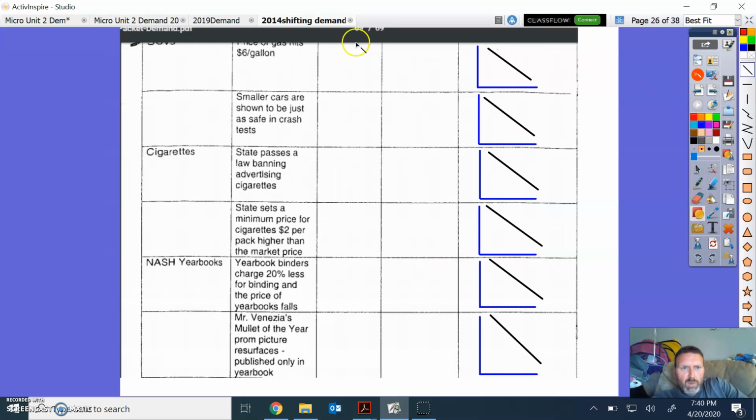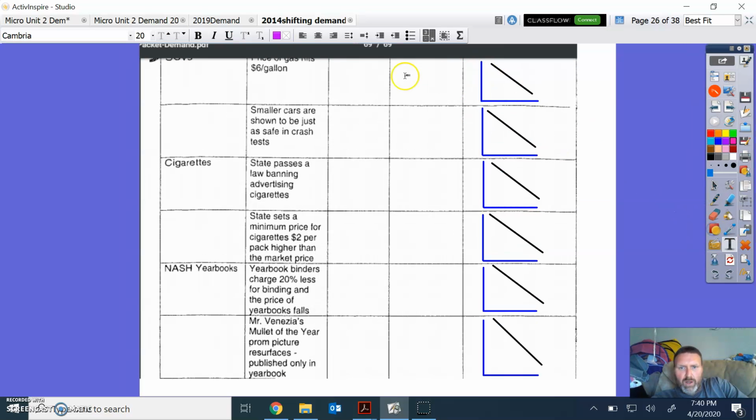Okay, SUVs. Price of gas hits $6 a gallon. Which way is the SUV market going to go? Left, it's a complementary good, right?